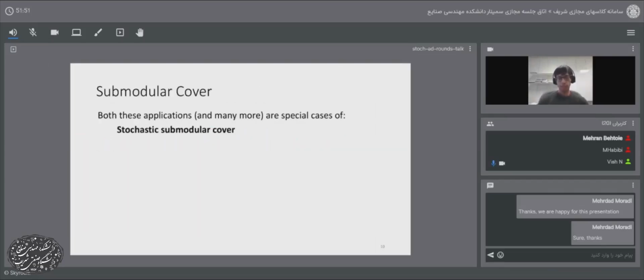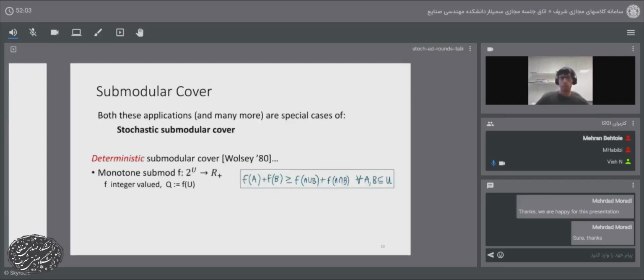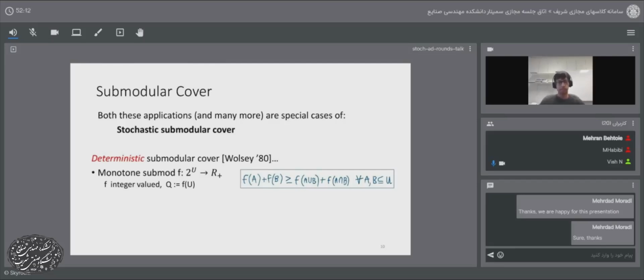So it turns out that both of these applications are special cases of the model that we'll consider, which is called stochastic submodular cover. So before I introduce the stochastic model, I want to explain the more basic deterministic submodular cover problem, which has been studied since the 80s. So here we have a submodular set function.